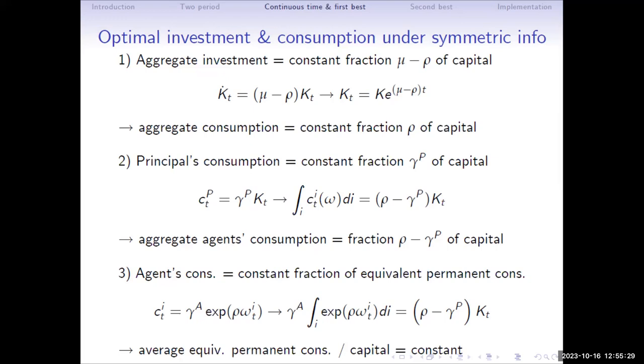Now, what are the agents going to consume? Each agent in the optimal mechanism, in the optimal allocation, is going to have a consumption C_it, which is going to be equal to a constant times the agent's equivalent permanent consumption. The agent's equivalent permanent consumption, remember, is the exponential of rho times the continuation utility. And so my consumption, I'm Mr. I at time t, my consumption is gamma A, gamma for agent, which is a constant, times my equivalent permanent consumption.